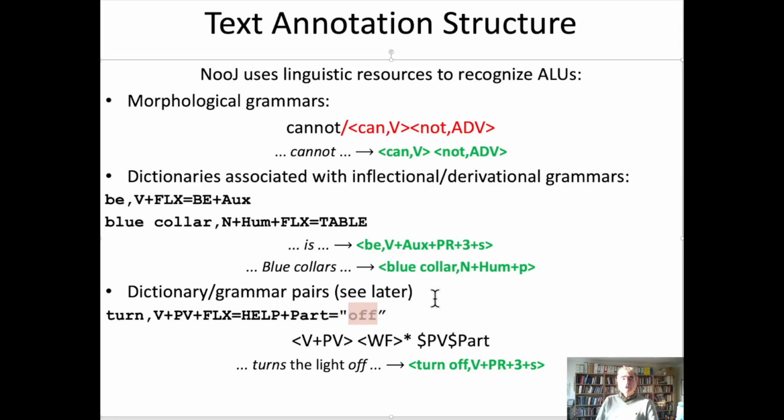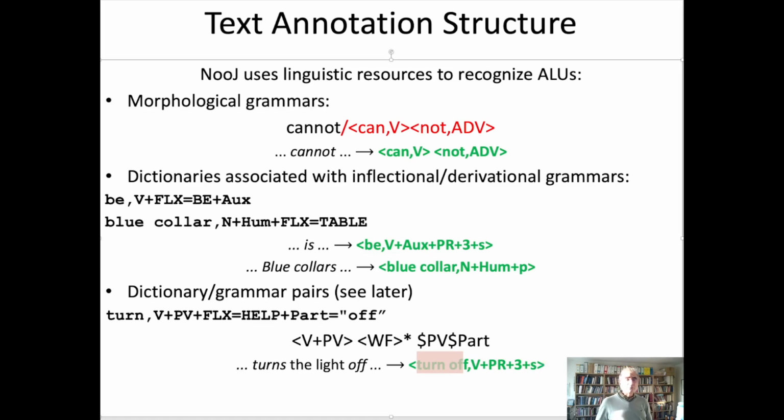And on the other hand, you have a syntactic grammar that will recognize turn off every time it finds a verb with property PV, a phrasal verb, followed by a sequence of word forms, followed by the value of the property part, so part here equals off, for the current entry for the phrasal verb. So if you apply these two linguistic resources to a text in which there is the sequence turns the light off, it will automatically annotate it as turn off, verb, present, third person singular.